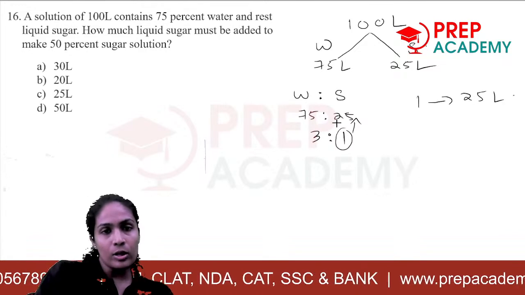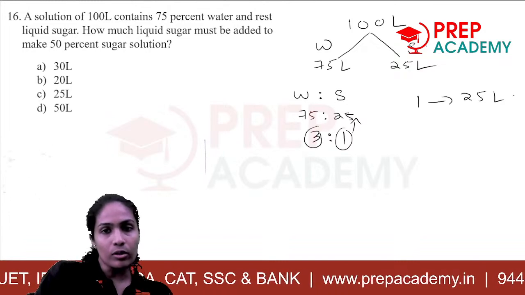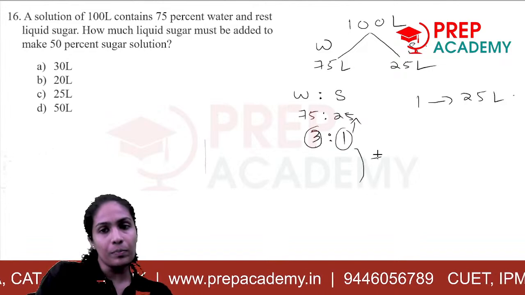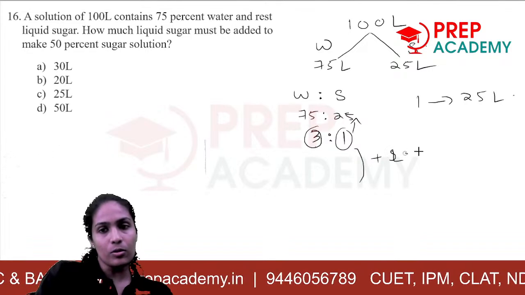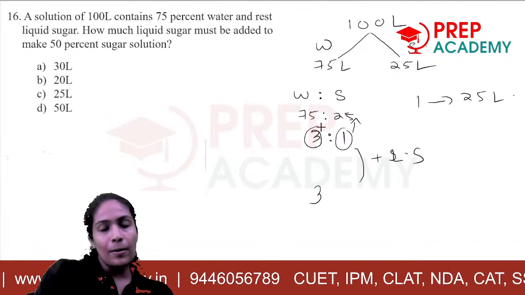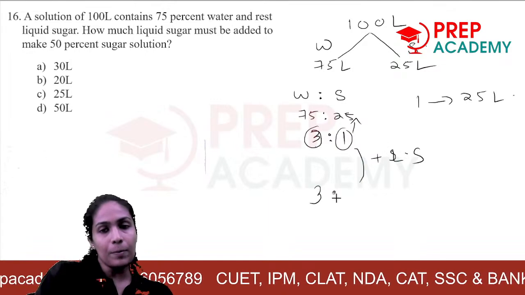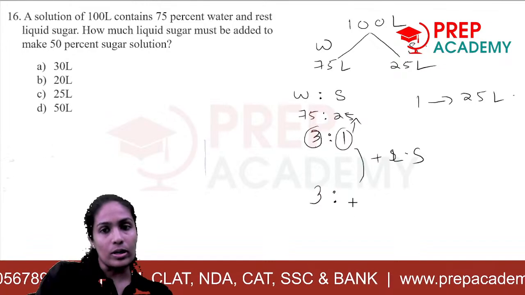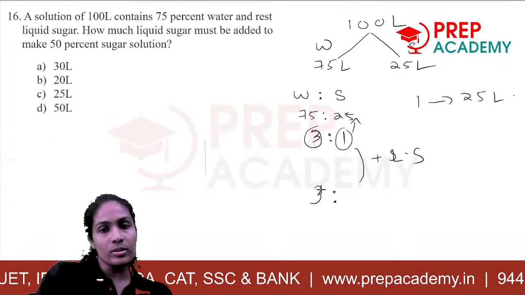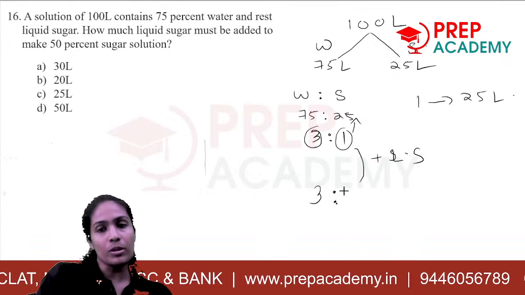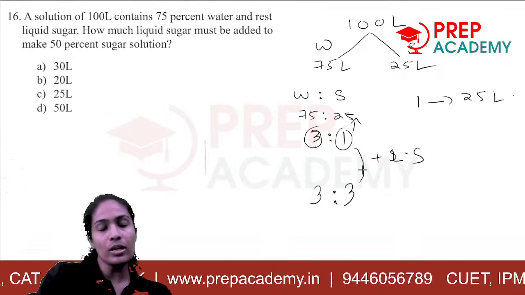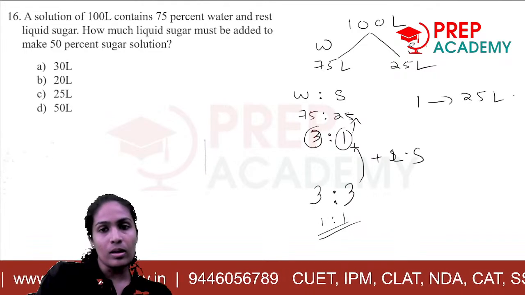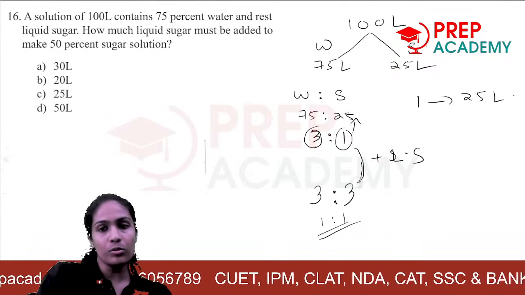We are adding liquid sugar, so the value of water will not change. Here the value of water is 3. After adding the liquid sugar also, the value of water will be 3. But we need the ratio 1 is to 1. So if the water is 3, then the liquid sugar must also be 3. Then 3 is to 3 changes to 1 is to 1. So 1 is to be converted into 3.